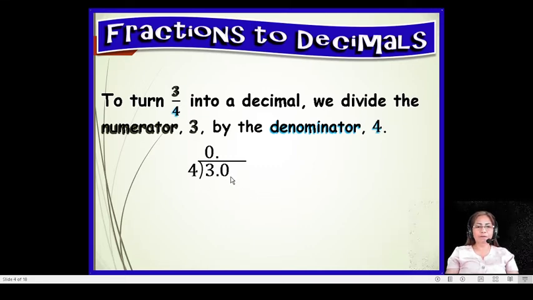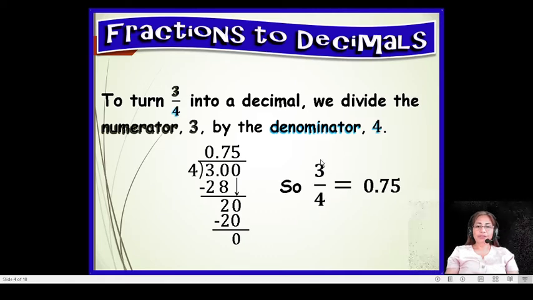30 divided by 4 equals 7. 7 times 4 equals 28. 30 minus 28 equals 2. Add again 0 and bring it down. 20 divided by 4 equals 5. 5 times 4 equals 20, and 20 minus 20 equals 0. So, 3/4 equals 75 hundredths.